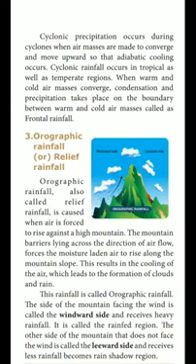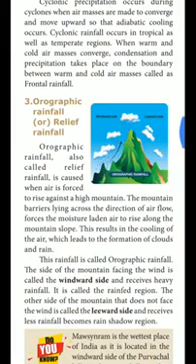Next, third one is the orographic rainfall or relief rainfall. This orographic rainfall is also called relief rainfall. It is caused when air is forced to rise against a high mountain. The mountain barriers lying across the direction of airflow force the moisture-laden air to rise along the mountain slope. This results in the cooling of air, which leads to the formation of cloud and rain. So this rainfall is called orographic rainfall.